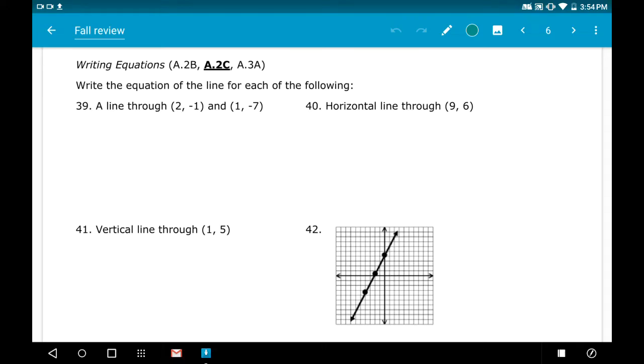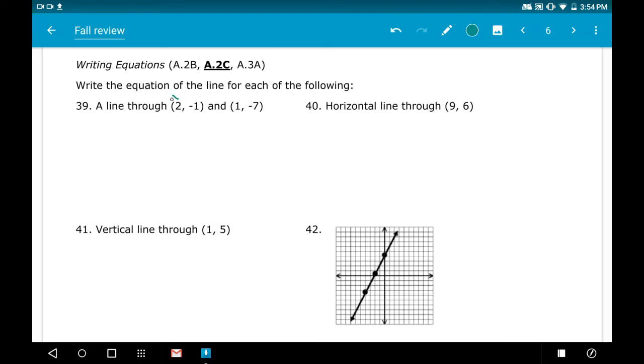Now we have writing equations. They're going to give us multiple scenarios and they want you to write an equation to represent this. Our first one says write a line through (2, -1) and (1, -7), which means that we need to find our slope and our intercept.